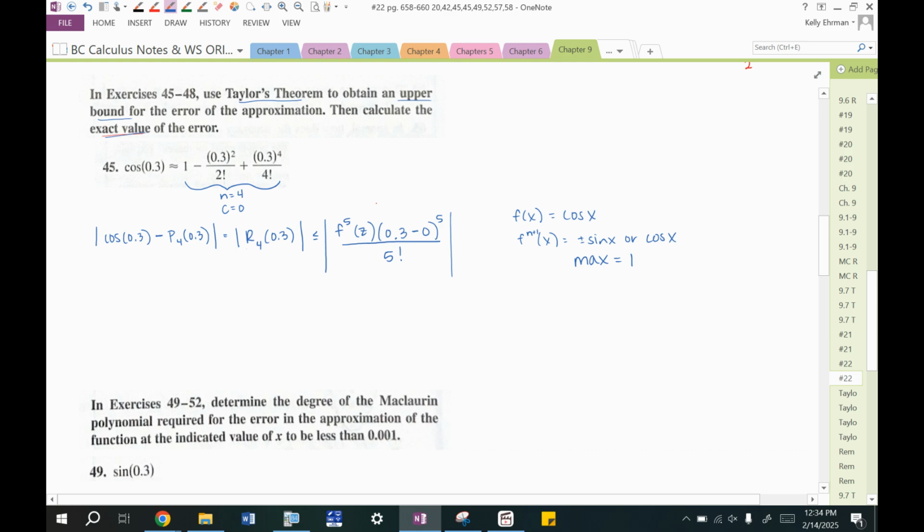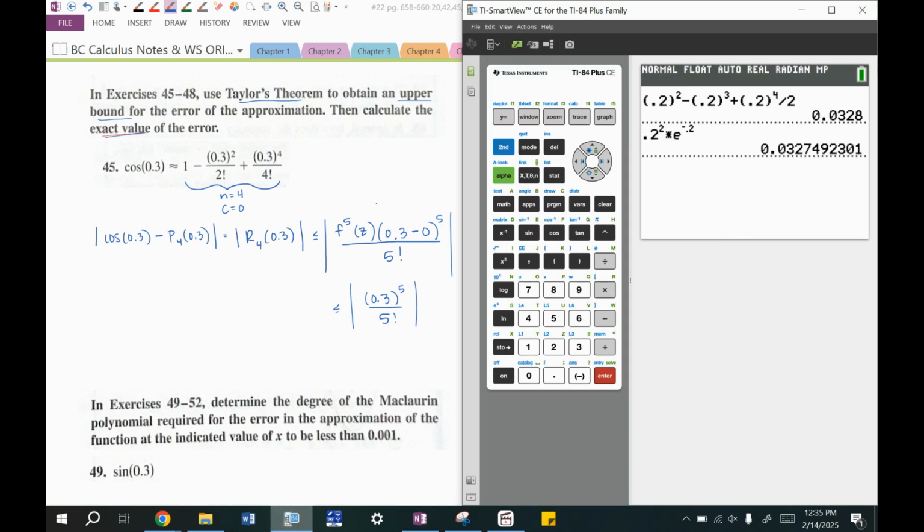It's when f of x is a natural log or rational or polynomial or something like that that we have to consider what the max number is. All right, so there's just a 1 going in for this. So now really this is just 0.3 to the 5th over 5 factorial. And it's in absolute value just so that we're saying we don't know if the difference is actually positive or negative. And I'm just going to type this into my calculator. So 0.3 to the 5th divided by 5 factorial, which is 120.